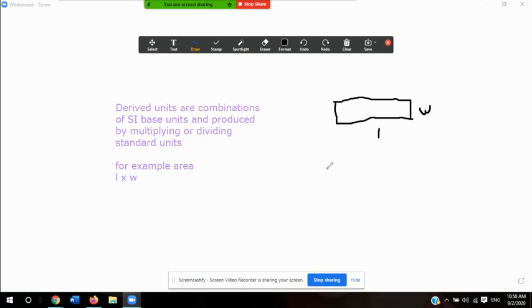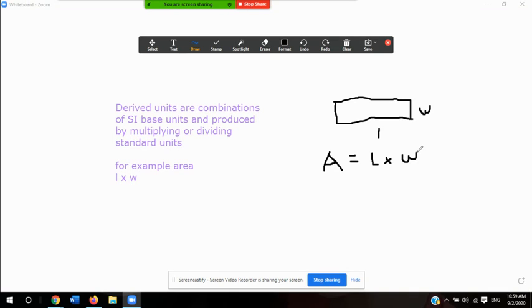And area, especially of a rectangle. Now, I'm not going to use any other figures because that can vary, especially if you have a triangular figure or a circular figure. But in a rectangular space, this is an example because area equals length times width. Area equals length times width, all right? And that's an example of a derived unit.